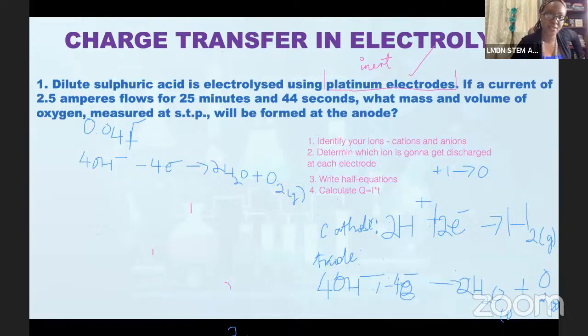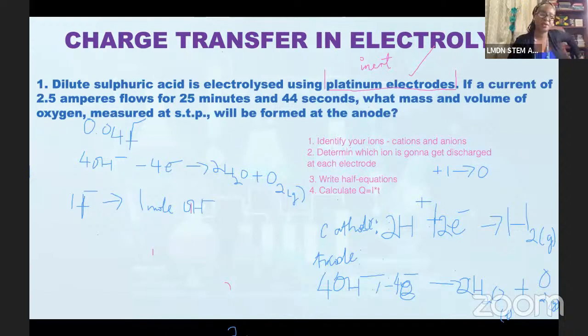So from this, then we see that 1 Faraday is required to discharge 1 mole of OH minus. But we have 4 moles that need to get discharged. So what would that be? How many Faradays would we need then, theoretically?